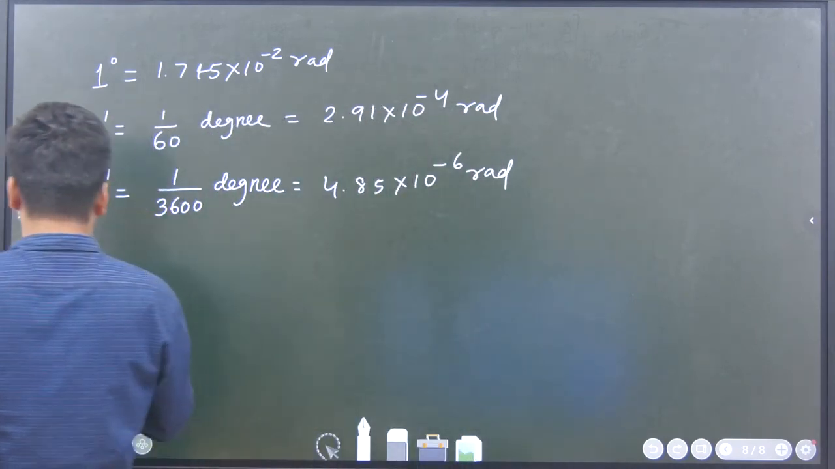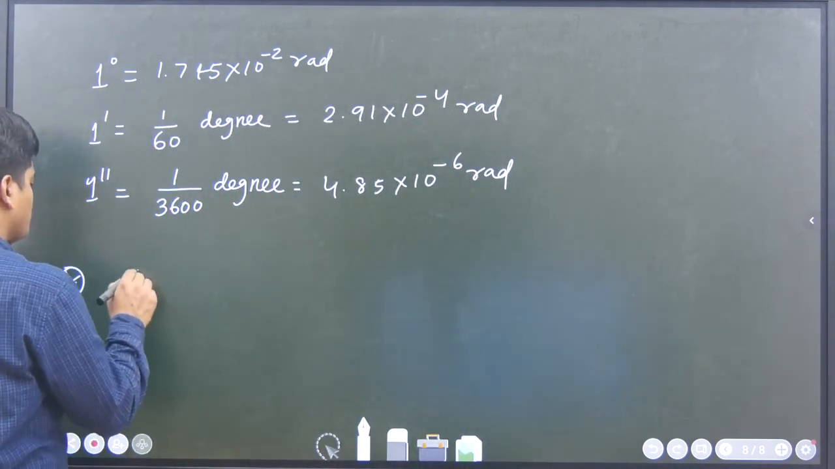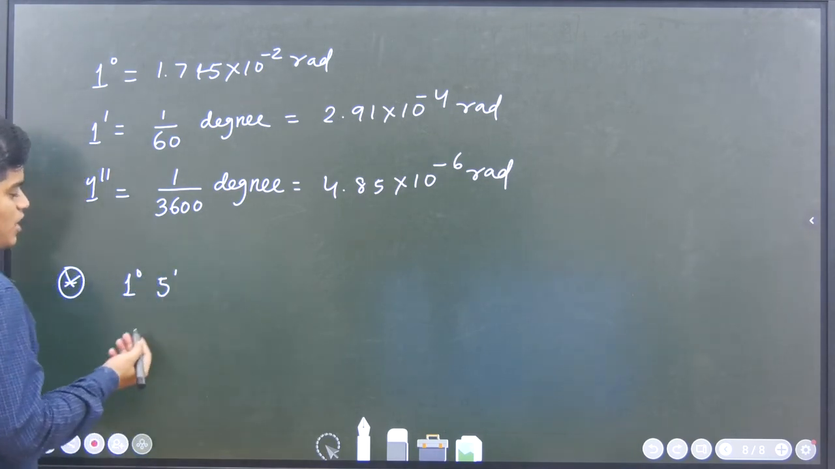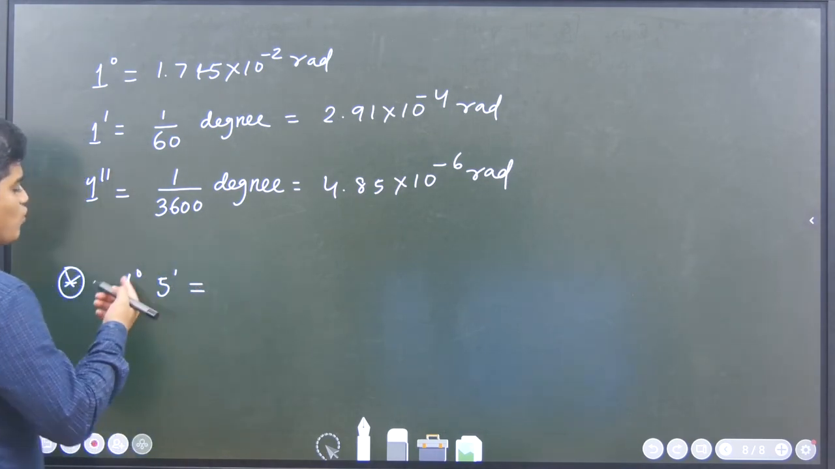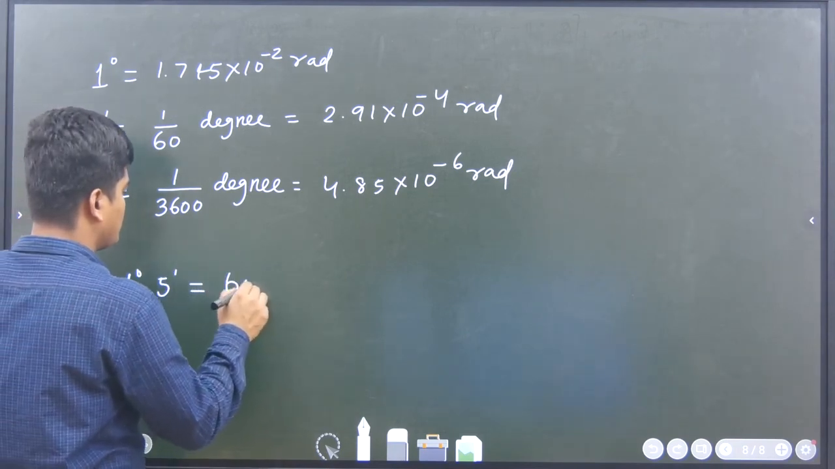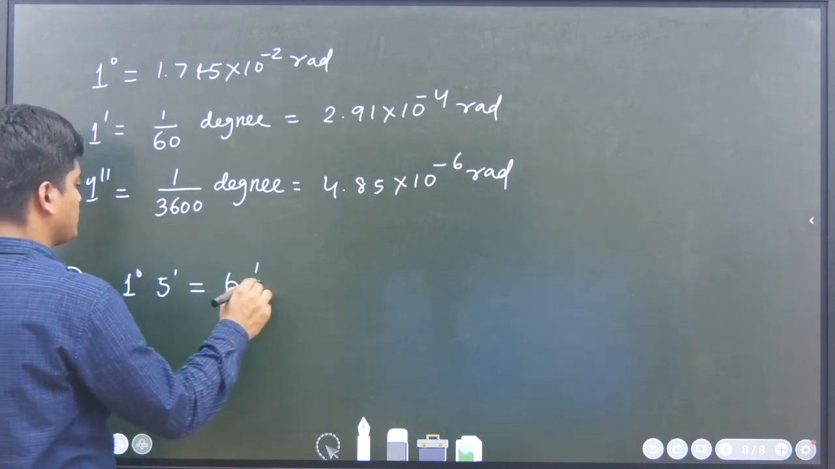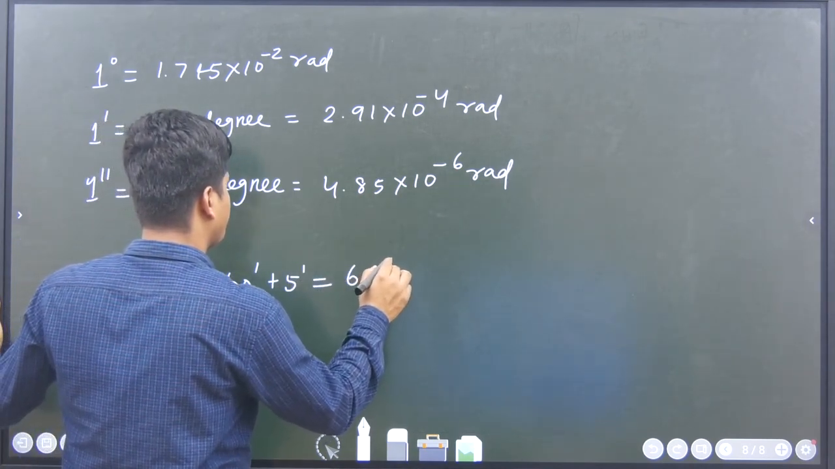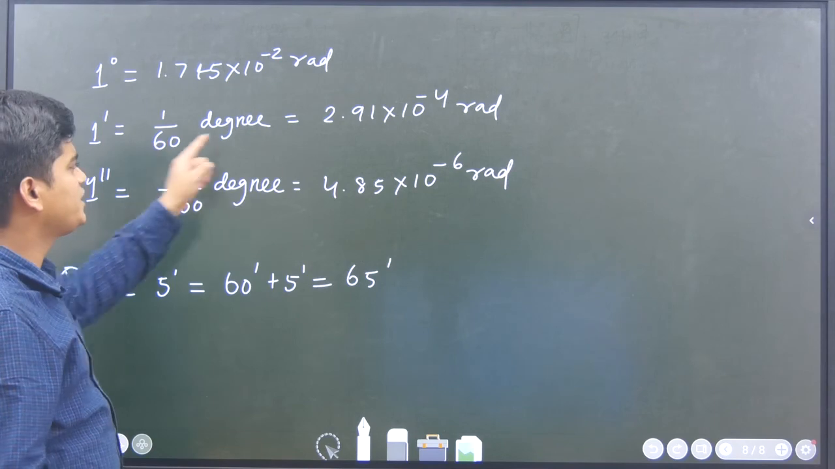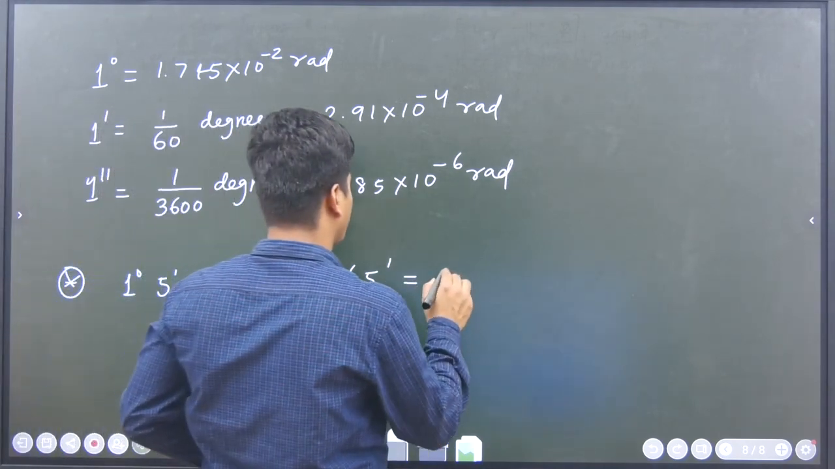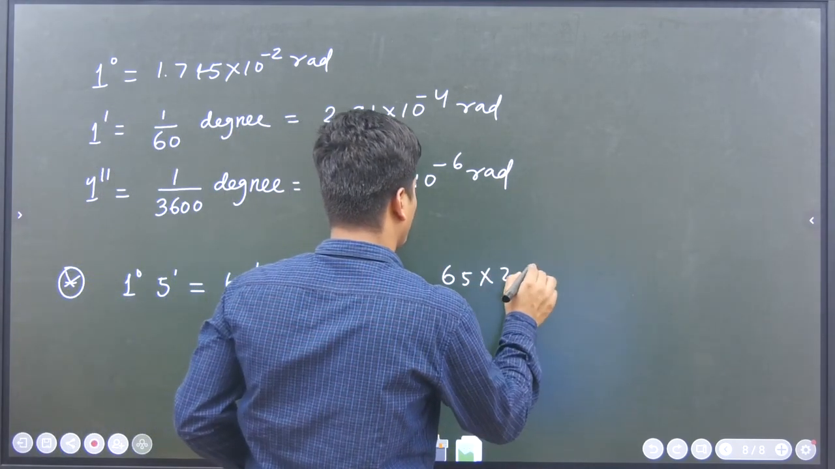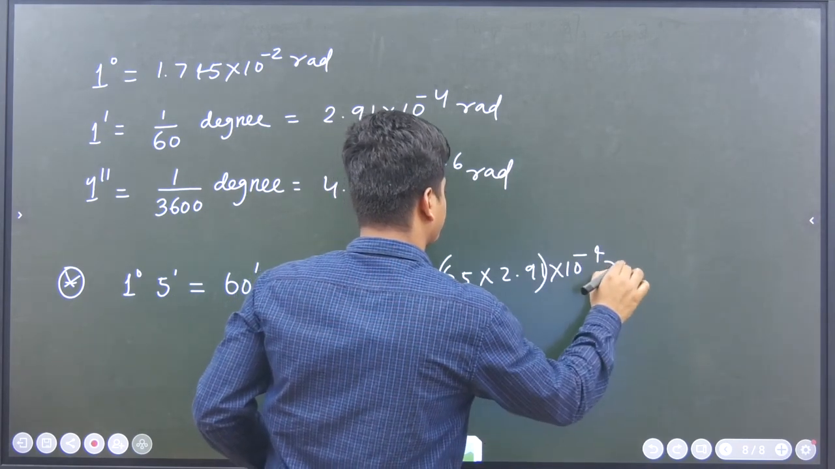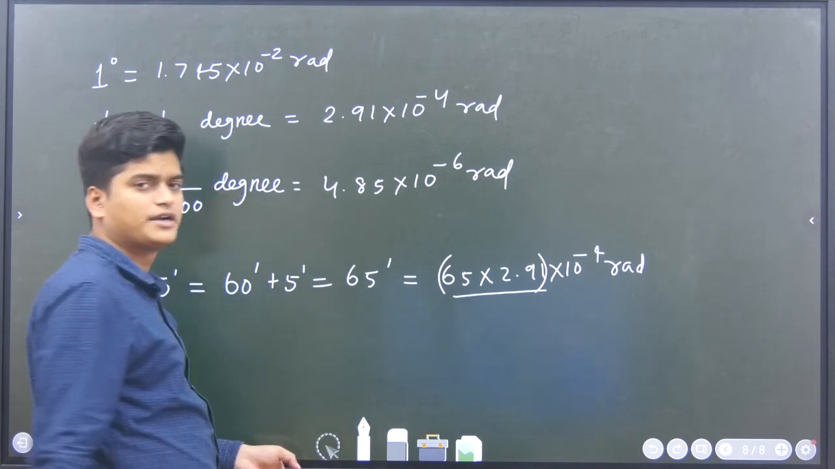And sometimes in your question, suppose it is mentioned, calculate 1 degree 5 minutes in radian. So what can you do here? 1 degree is 60 minutes, plus 5 minutes, so you can convert it to 65 minutes, and already you know how many radians 1 minute is. So you can directly convert: 65 into 2.91 into 10 to the power minus 4 radian, and you can multiply this to get the answer.